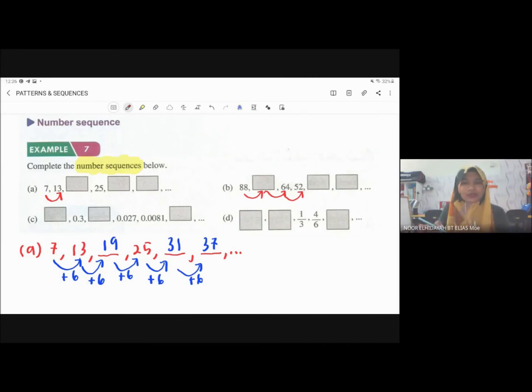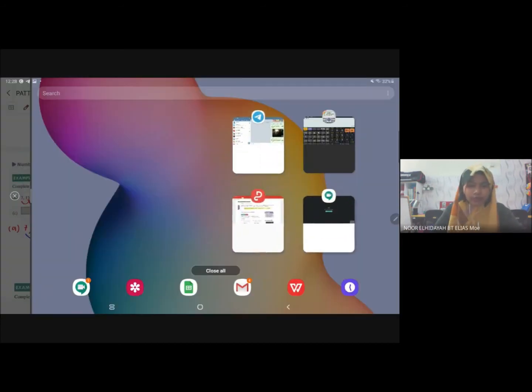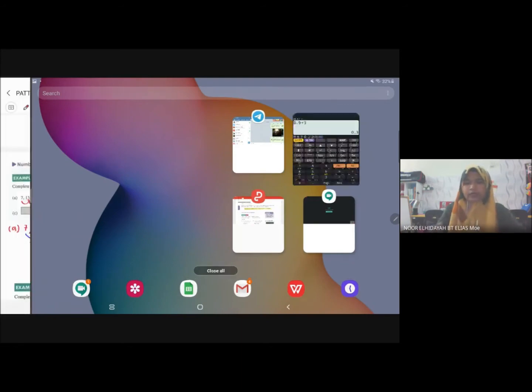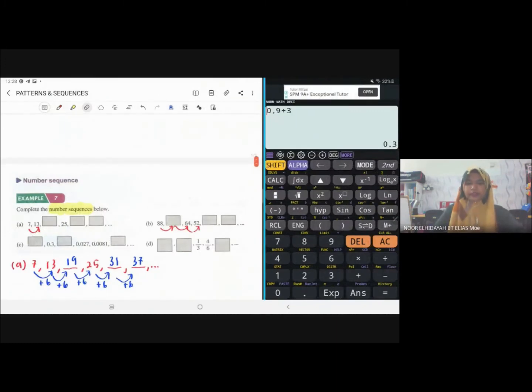Okay, from 88 and then blank, and then dapat 64. Kemudian dapat 52. Macam mana mesti dia decrease. Kalau decrease ni mungkin sama ada the subtraction ataupun the division. So you try. Okay, you try 64, macam mana dapat 52, berapa answer dia? Kalau tak tahu nak kira, tak apalah, kita guna calculator. Sekejap, cikgu buka calculator. Okay, I open my calculator.